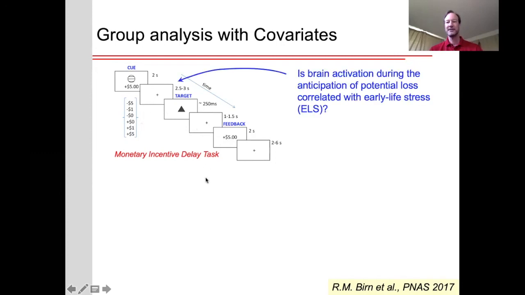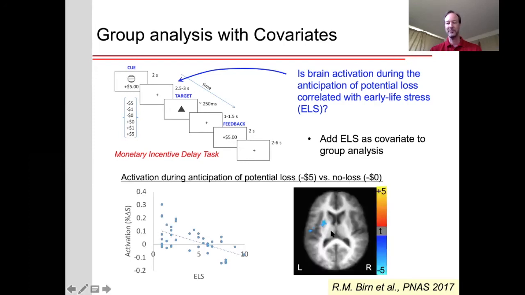What we were interested in is whether the brain activation during the anticipation period of this potential loss correlated with some other measure, in this case, early life stress. On an individual subject basis, we calculated the activation amplitudes during these particular periods. Then in the group analysis stage, we looked for whether these activation amplitudes were significantly correlated with this measure of early life stress. That is, we added this early life stress measure as a covariate to the group analysis. In this case, we did find a region in the putamen where the activation amplitude was negatively correlated with this early life stress measure, such that those individuals with low early life stress exposure had robust activation in this region, but that decreased in individuals with higher early life stress scores.